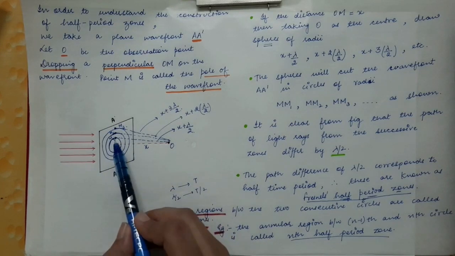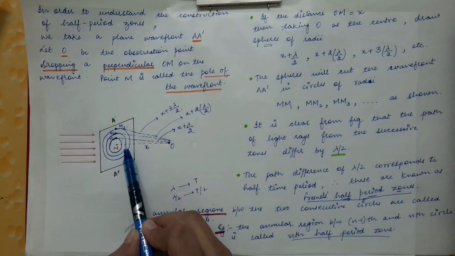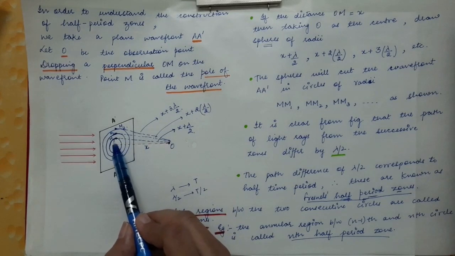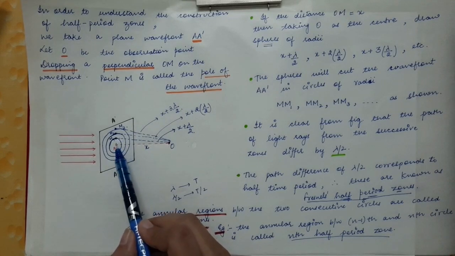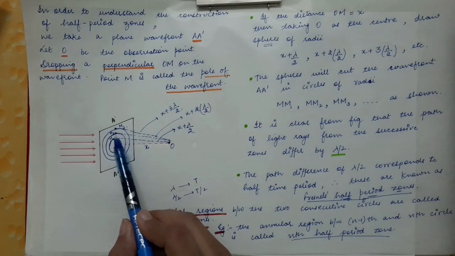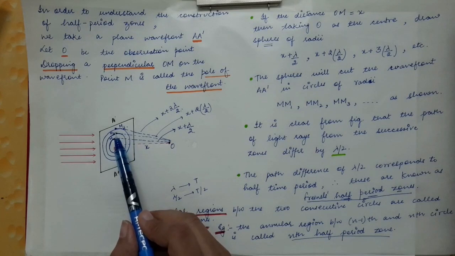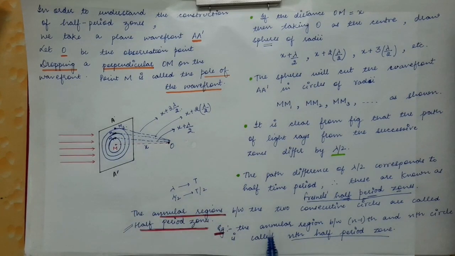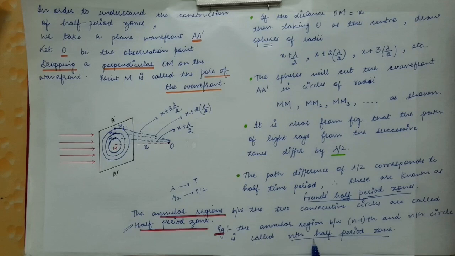Then the second region, the annular region between the first circle and the second circle, will be called the second half period zone. Similarly, the region between the second and the third circle is called Fresnel's third half period zone. We have written the same thing in a more general way: the annular region between the n minus 1th and nth circle is called the nth half period zone.